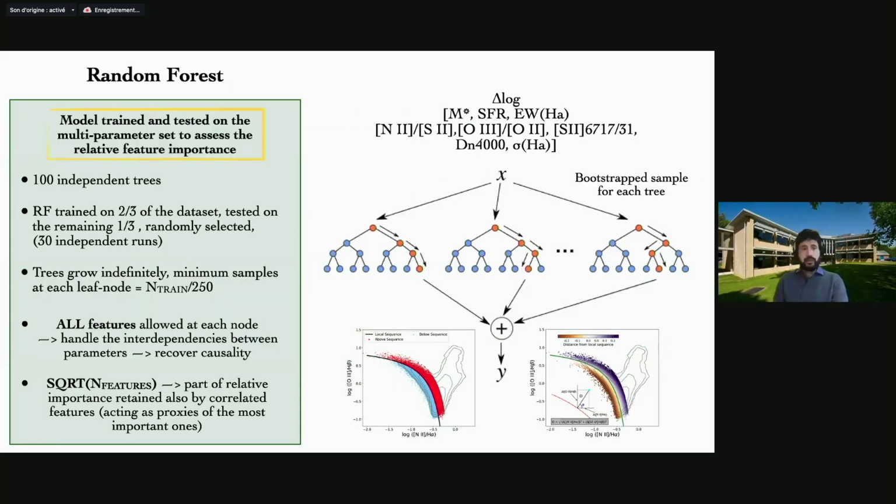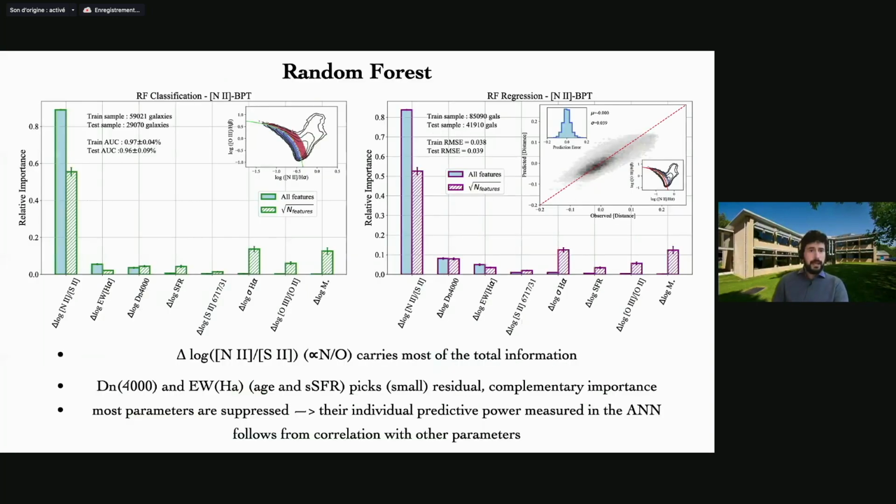We have also implemented random forest on the multiple parameter set in order to try to understand and disentangle the relative importance and the relative contribution of each of the parameters in setting the offset from the median sequence. And the results also here are quite clear.